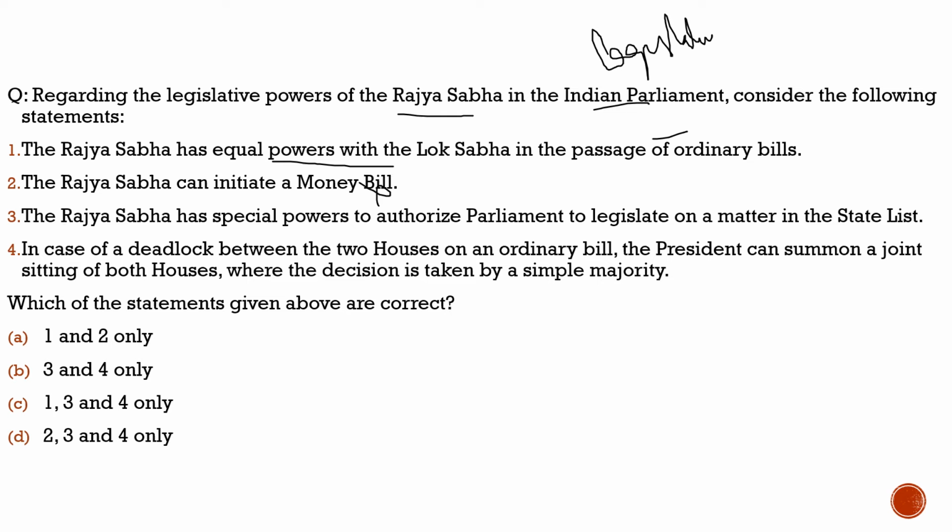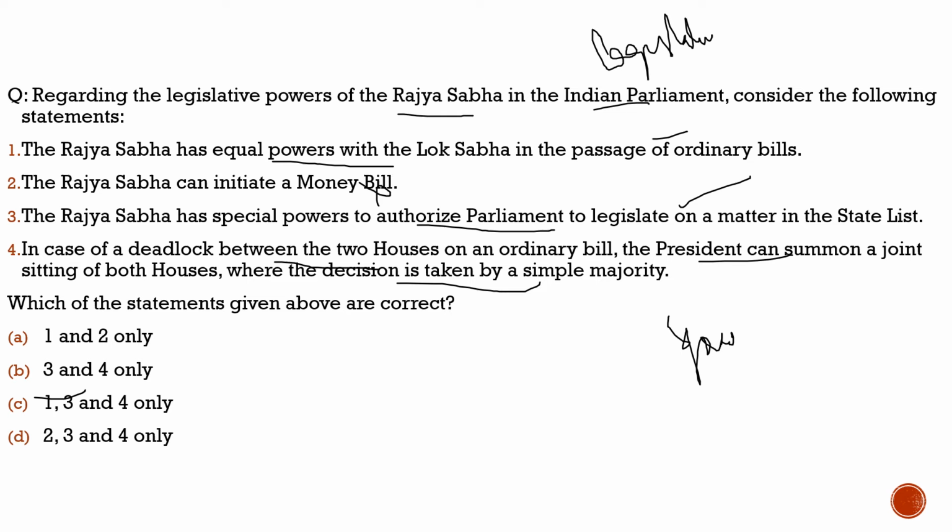Third statement: the Rajya Sabha has special powers to authorize parliament to legislate on matters of the state list. 100% correct. Fourth statement: in case of a deadlock between the two houses on an ordinary bill, the president can summon a joint sitting of both houses where the decision is taken by simple majority. 100% correct. And who will preside over the joint sitting? It is the Speaker of the Lok Sabha, not the Chairman, so remember that. So with respect to this question, the correct statements are statement 1, statement 3, and statement 4. From the code given below, the correct code would be option C.